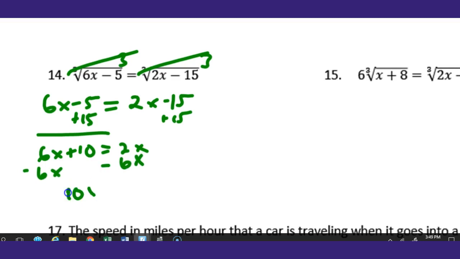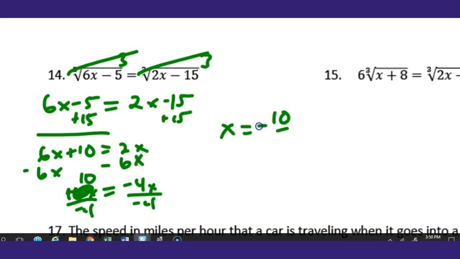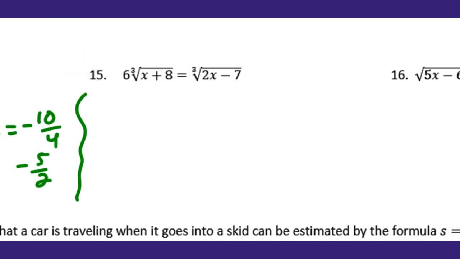So we have 10 equal to negative 4x. And then once I divide by, oh, why did I put 10x? That's just 10. Sorry, guys, 10. And then I'm going to divide by negative 4. So we have x equals negative 10 over 4, or you could say negative 5 halves. All right, negative 5 halves. Again, you want to check yourself, make sure you're right. All right, you do that. All right, moving right along.